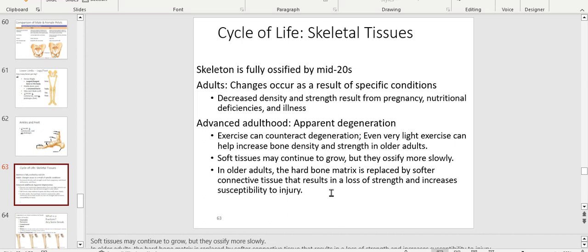The skeleton is fully ossified in the mid-20s. In adults, changes occur as a result of specific conditions. As we said, we have our maximum bone density in our mid-30s. But decreased density and strength results from pregnancy, nutritional deficiencies, and illness.